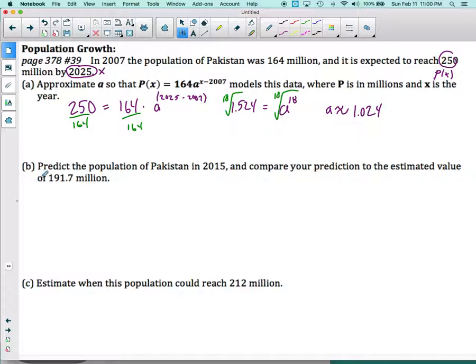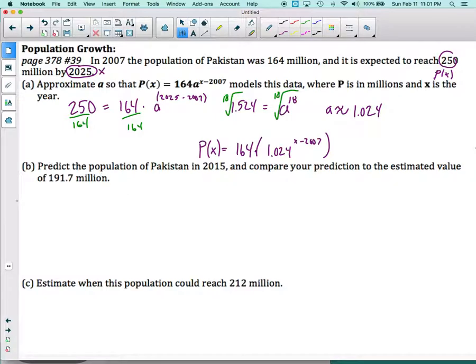Okay, so it says predict, or I guess I could do that now. So what we have now is this equation that p of x equals 164 times 1.024 to the x minus 2007. Now, one thing you've got to be careful about is that these two numbers cannot be multiplied right now, because this 1.024 has an exponent on it that we don't know because of this x. So you kind of need to think about this as being held off. This 164 and this thing here can't interact until we know what x is.